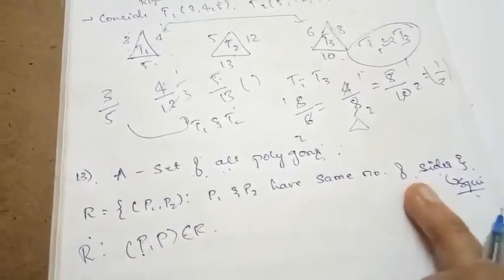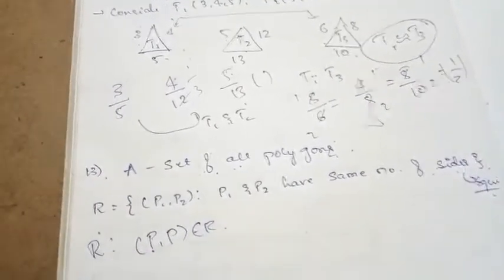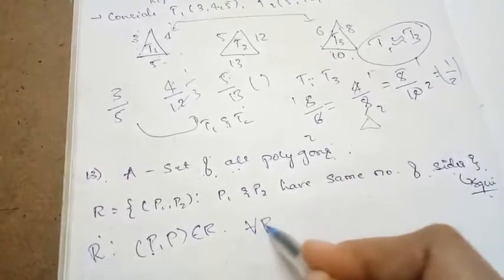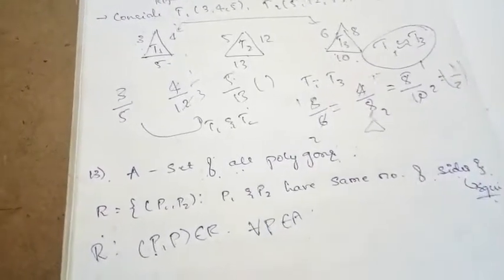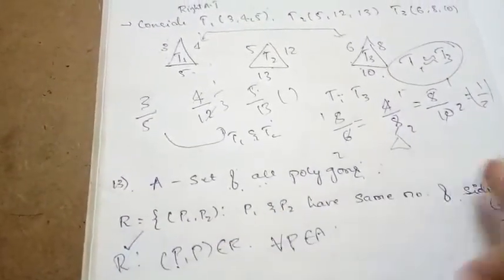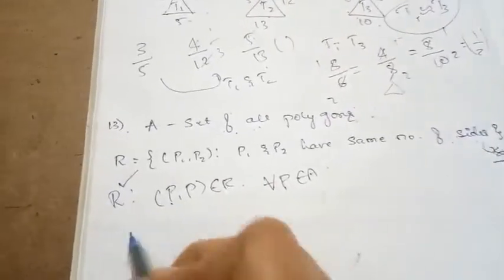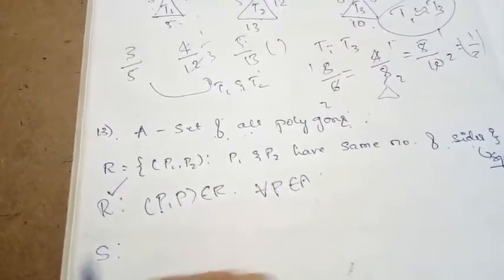So both are having the same number of sides. So (P, P) belongs to the relation, which is satisfying for all P belonging to the set A. So the given relation is a reflexive relation. Now we need to check for symmetry.